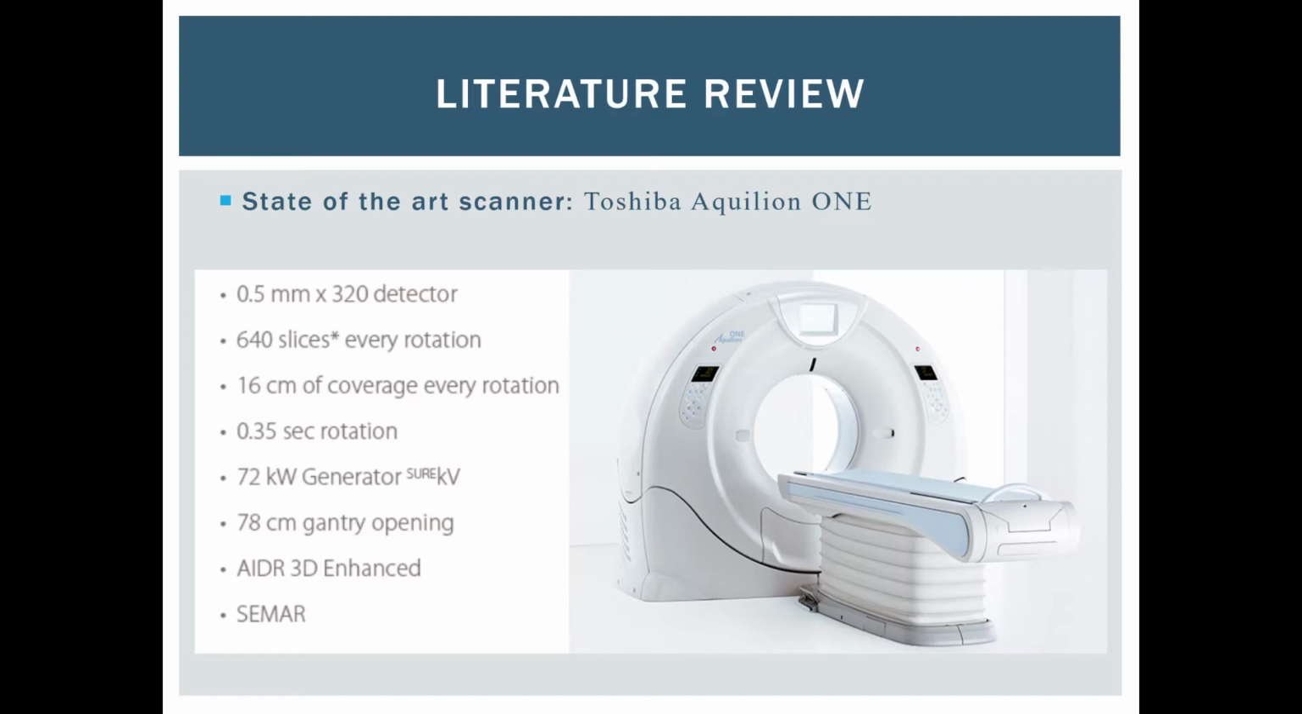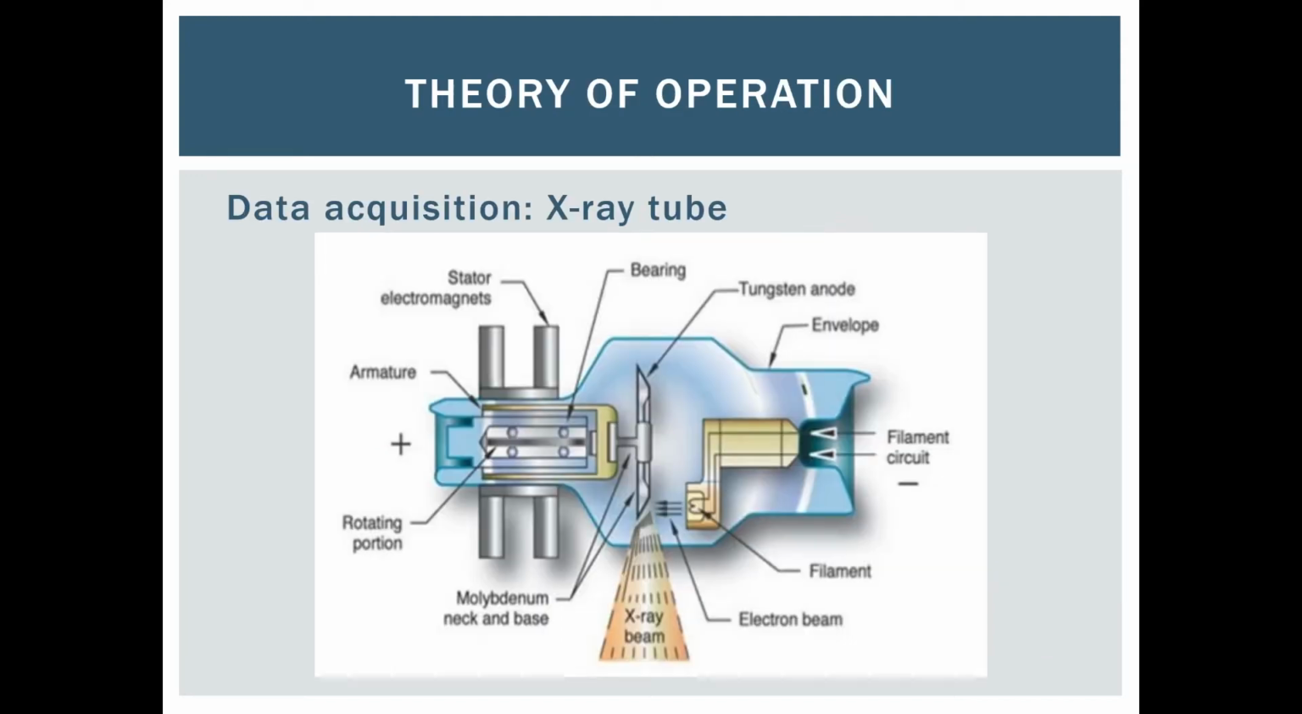more other specifications. The theory of operation for CT scanners can be split into two parts, the data acquisition and the image reconstruction. In data acquisition, we'll focus on the X-ray tube and the detectors. The X-ray tube is basically a vacuum-sealed glass tube that is the source of the X-ray beam itself, with two separate circuits, one that produces the electron beam that then hits the tungsten anode, which produces the X-ray beam itself.